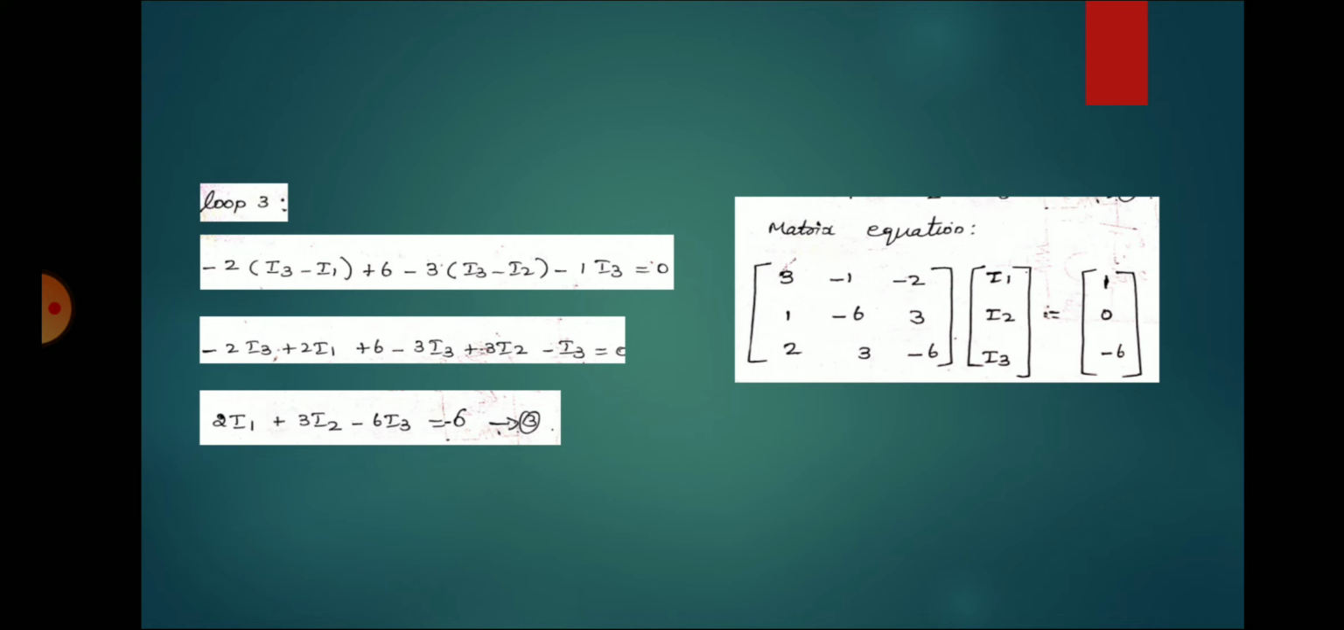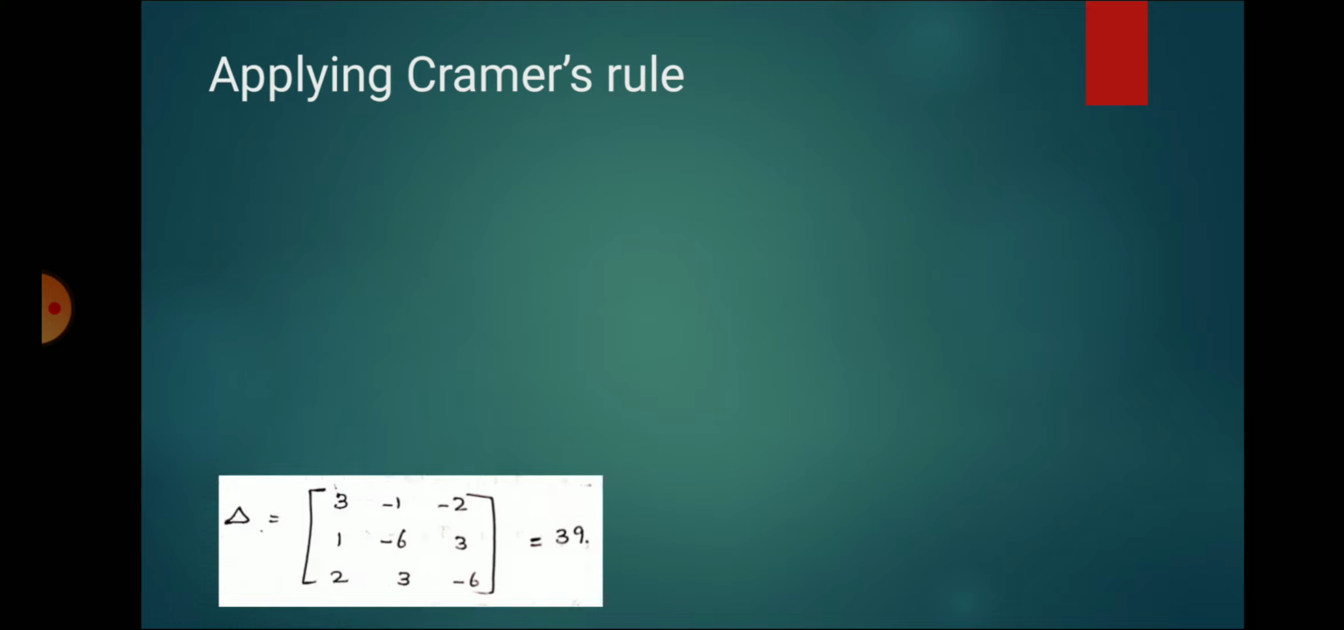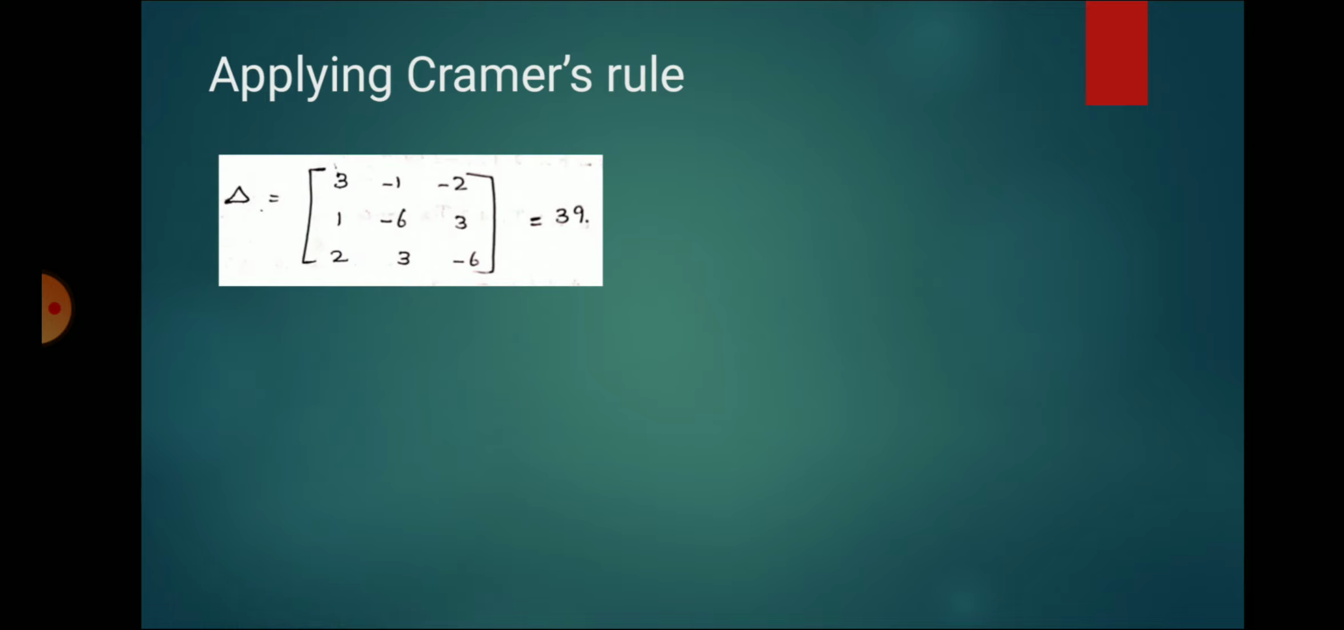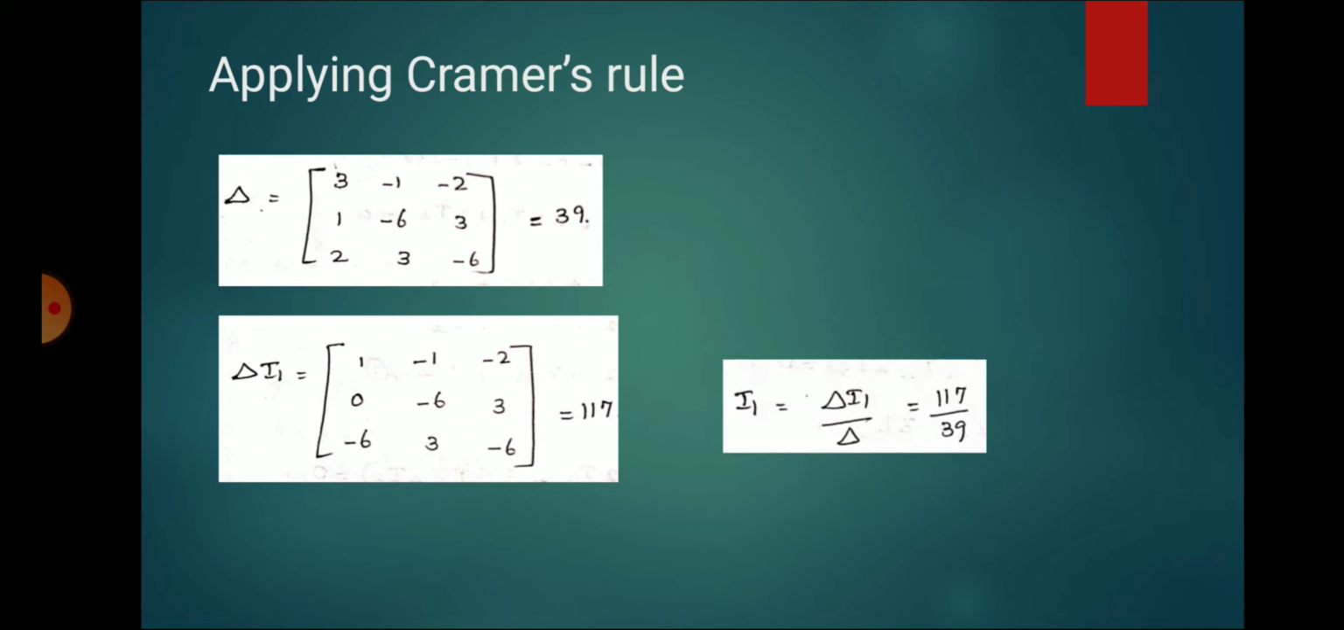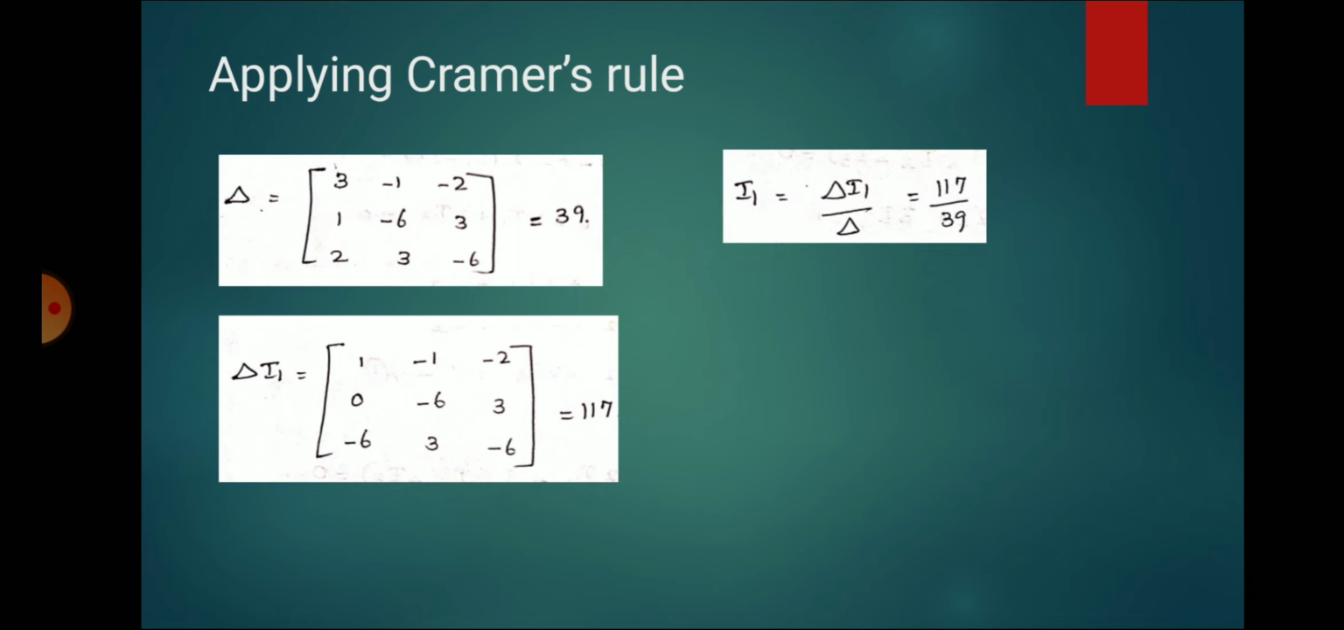Next, we write the matrix equation: 3, minus 1, minus 2; minus 1, 6, minus 3; 2, 3, minus 6. The unknown currents are I1, I2, I3. By applying Cramer's rule, first we find the delta. The delta value is minus 39. Next we find delta I1, whose value is 117. The formula is I1 equals delta I1 divided by delta. Solving, we get I1 equal to 3 amps.